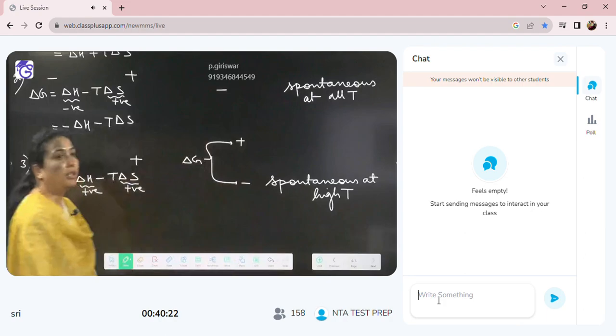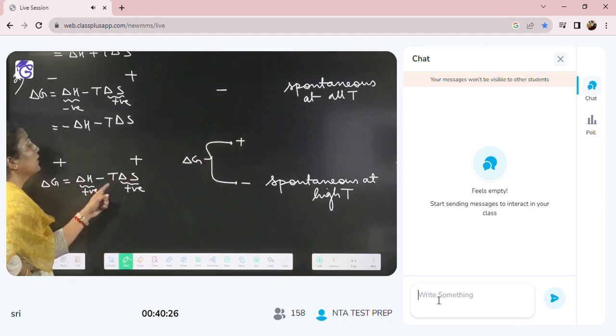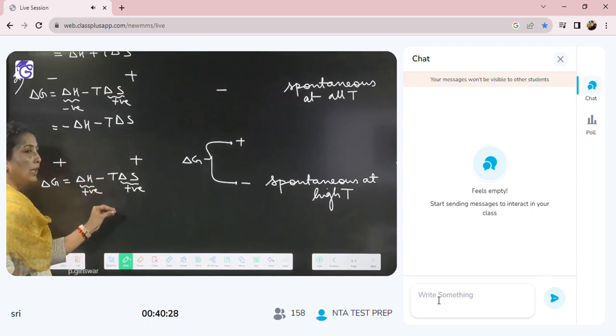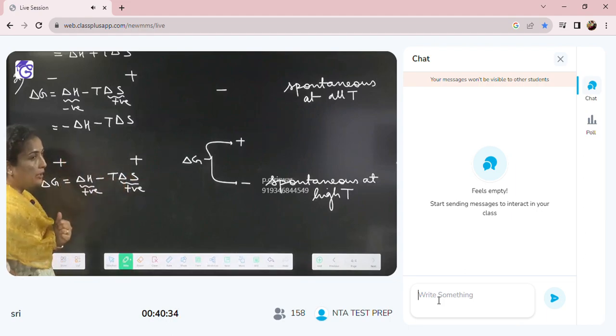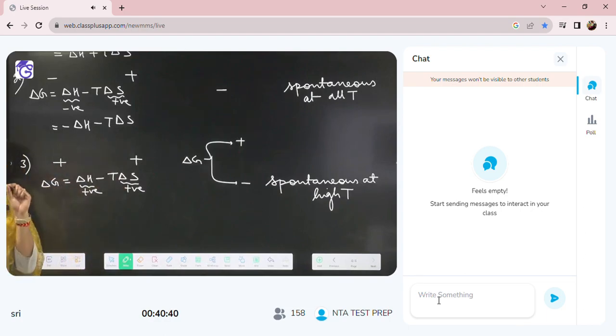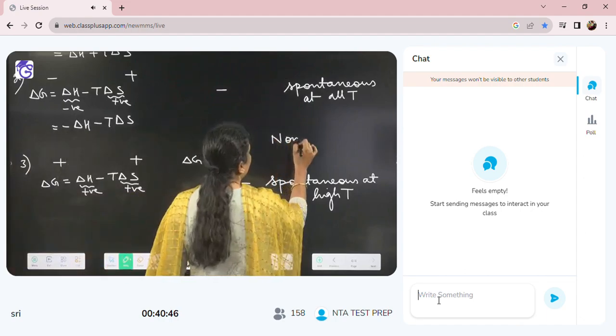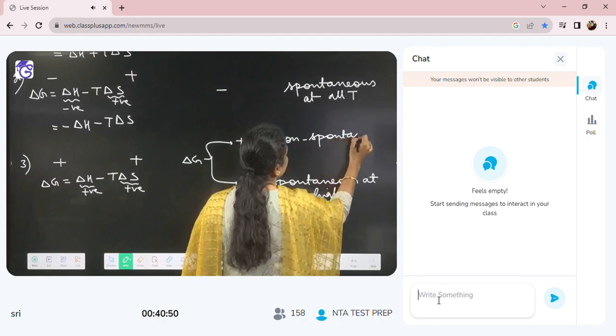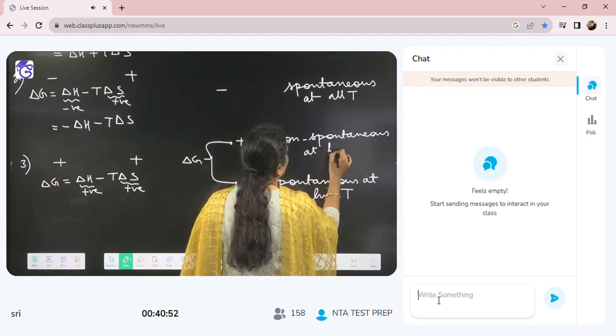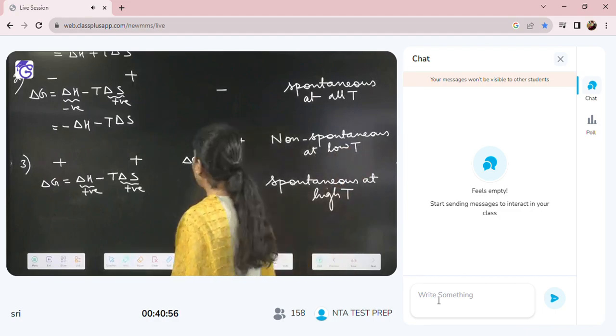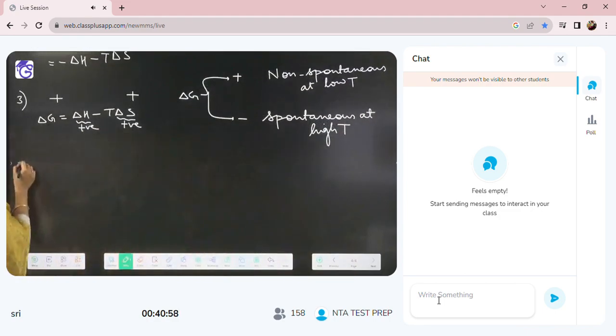I hope you got it. Then, if the temperature is low, the product of T delta S will be low and delta H will be more in comparison to it. If delta H is more, delta G becomes positive, which means it becomes non-spontaneous at lower temperature, right? So I'll write this down as non-spontaneous at low temperature. Write this out, then we'll proceed further.